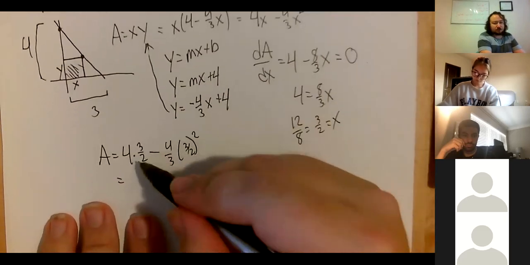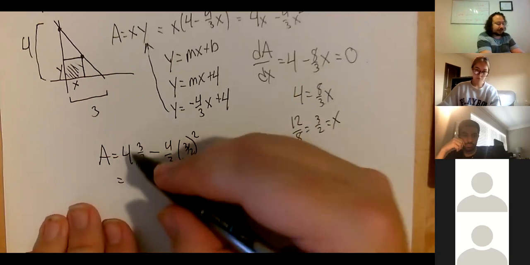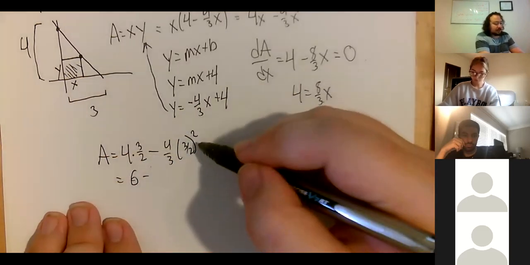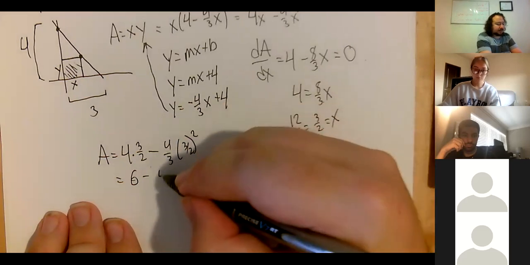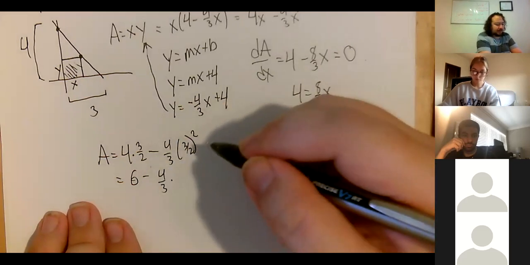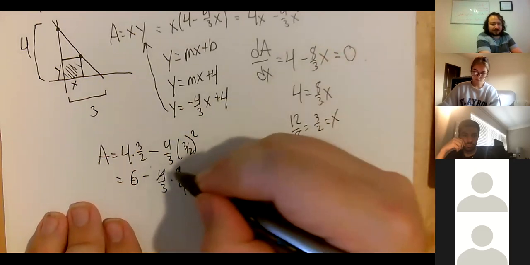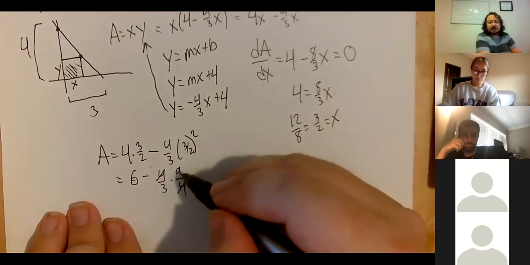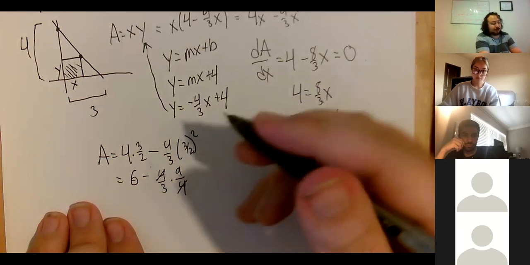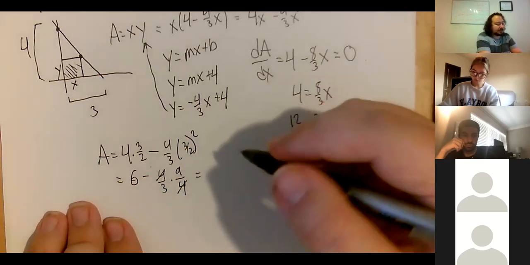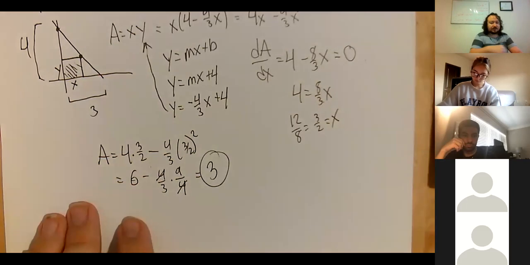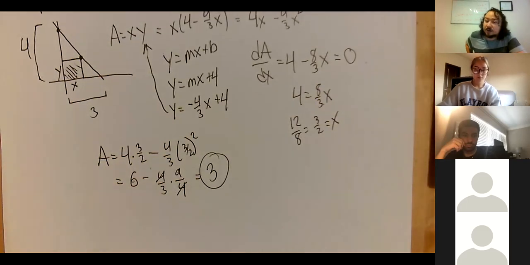Okay, well, let's see. 4 times 3/2 is 6. If I were to square 3/2, I would have 9/4. Okay, that's pretty nice because the 4s cancel out. And then 9/3 is 3. So we have 6 minus 3, which is 3. That's going to be the area of the largest rectangle that we can have here.